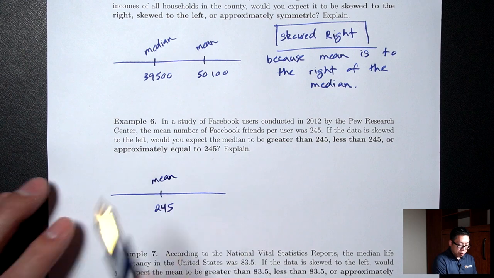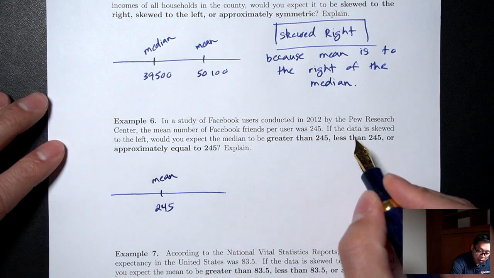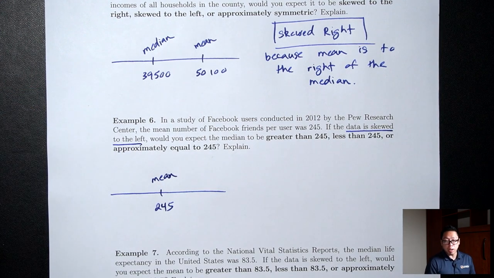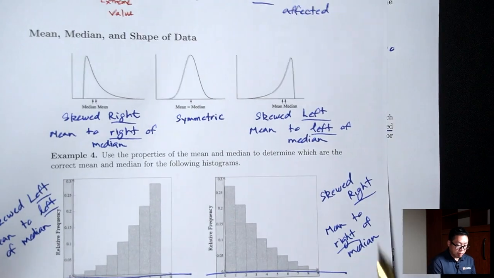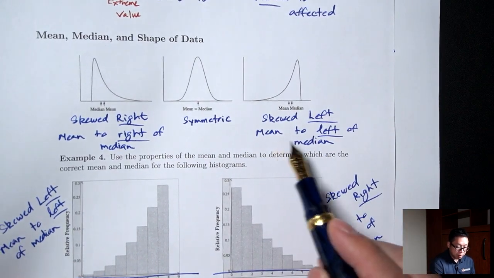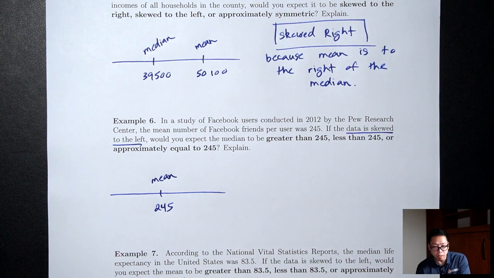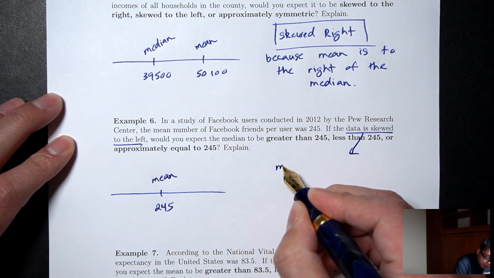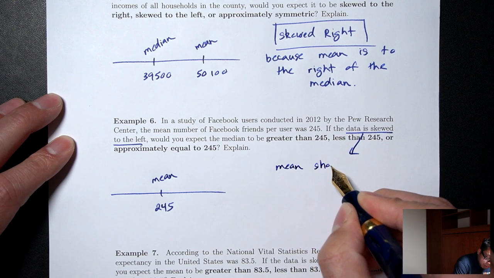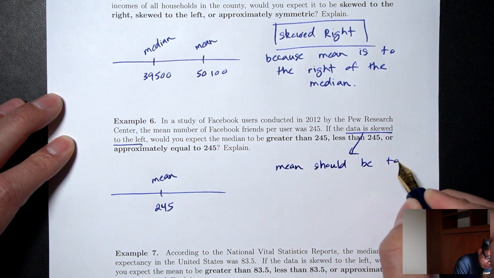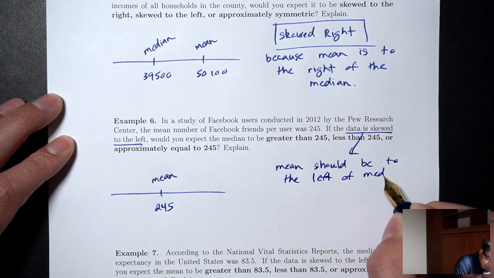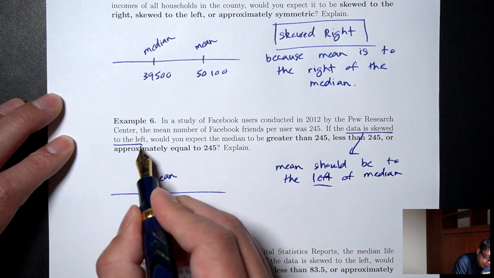If data is skewed left, okay, so that's important. So I'm telling you that the data is skewed left. And what do I know about data that's skewed left? I know that skewed left means that the mean is to the left of the median. So what I'm saying here is that the mean should be to the left. So what this skewed left part is telling me is that the mean should be to the left, right, because it's skewed left.